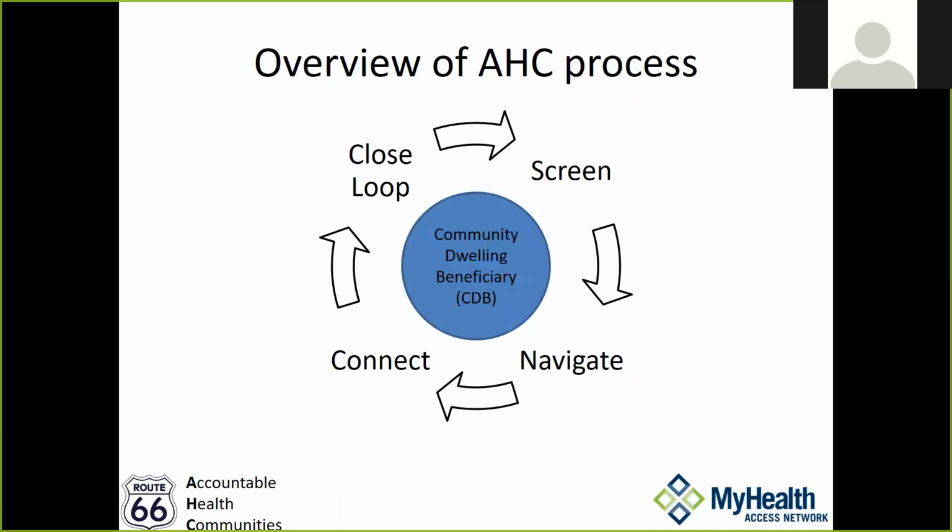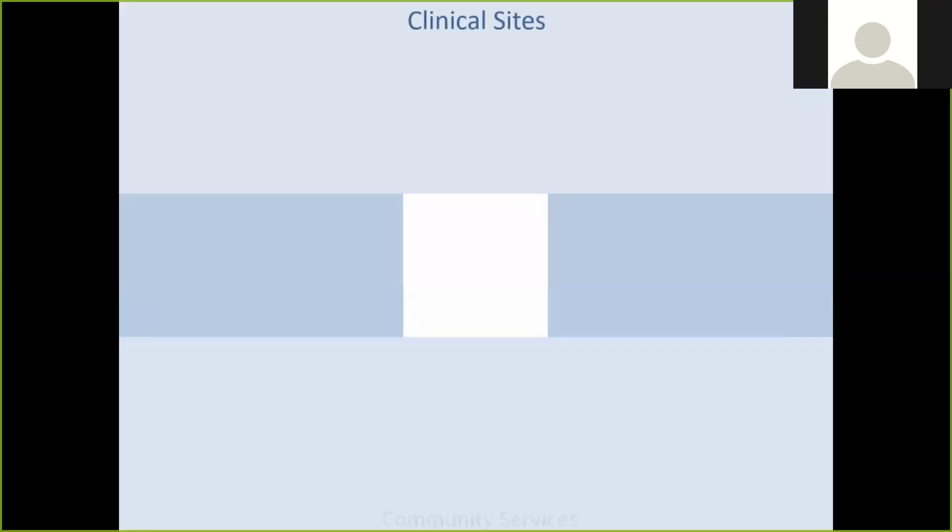So the basic process for our Accountable Health Communities program starts on the upper right corner there with screening. And then when we have a positive screening, we navigate that person to social service agencies where we connect them, and then we ensure that we have a closed loop so we can actually know who arrived at those services. And so the way this is structured is we have, again, our clinical sites, our payers, our community services, and our navigators.